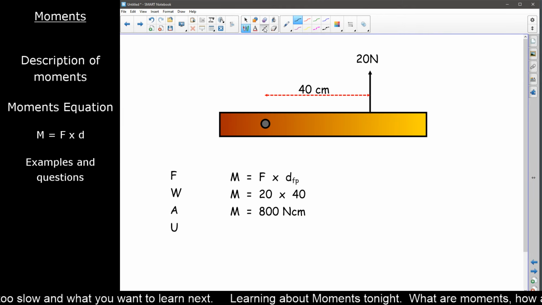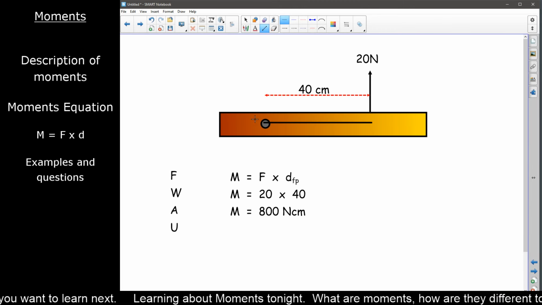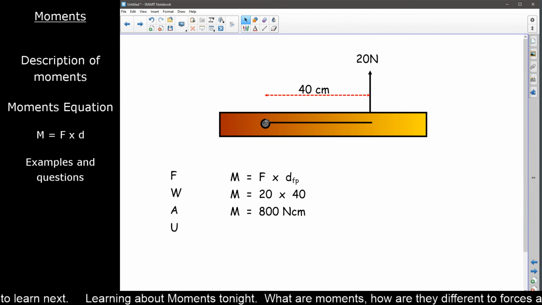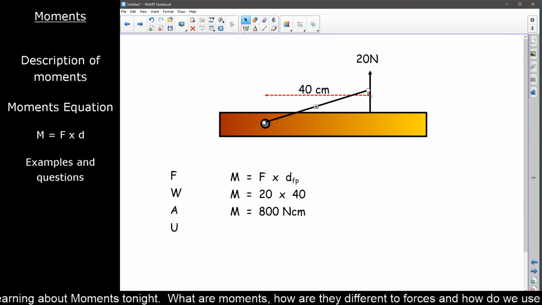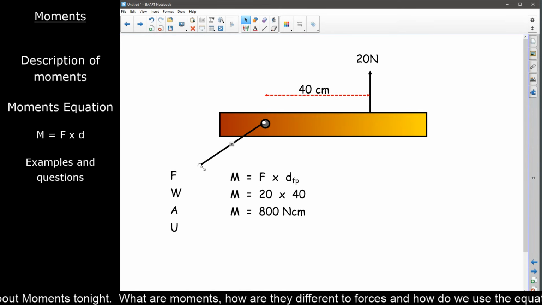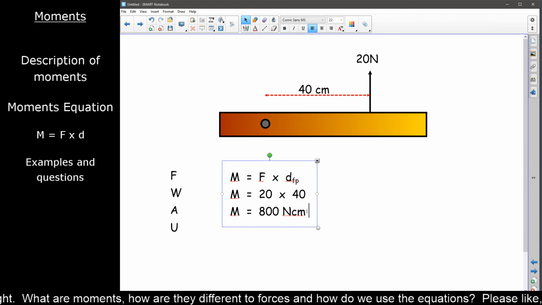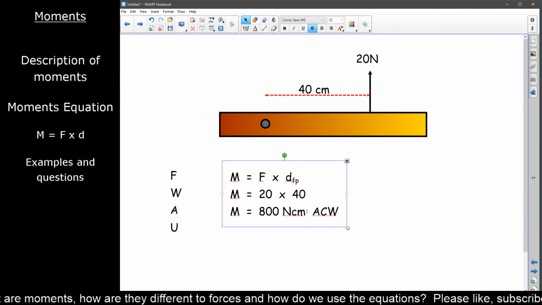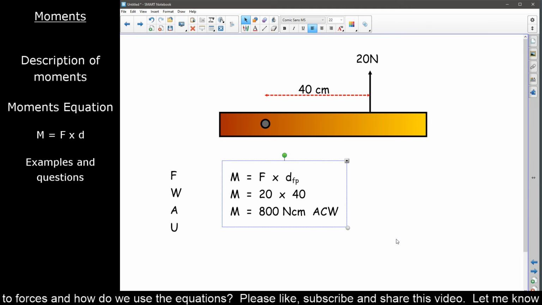So what we do is we imagine that we set your pen down on top of your exam paper if you're doing this, hold it here where the pen is, and push it in the direction of the force, and your pen should move that way, round like that, and that is the direction that the clock does not go, so therefore that is anti-clockwise. So the overall turning moment created in this situation is 800 Newton centimeters anti-clockwise. That's pretty much one. Okay?